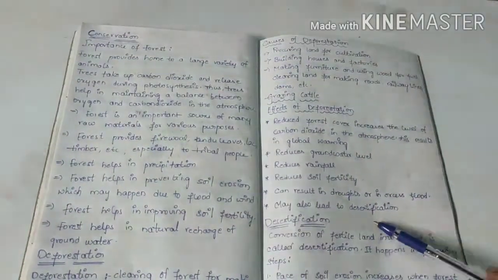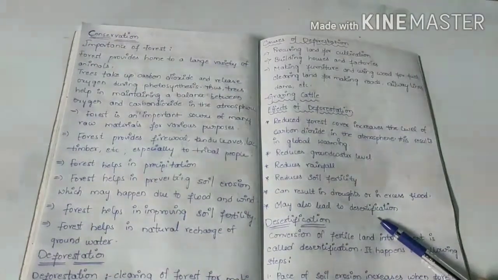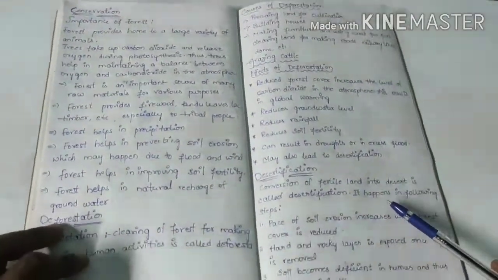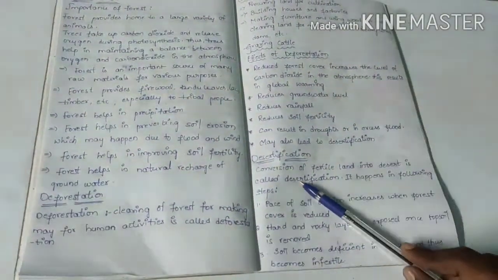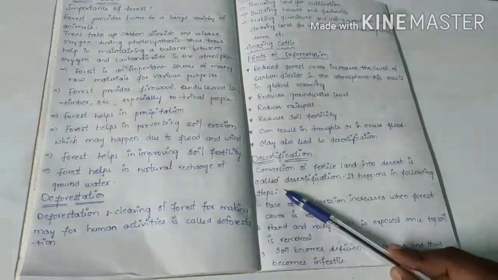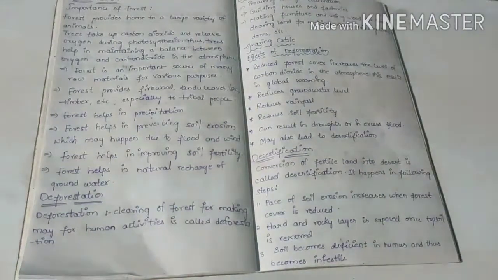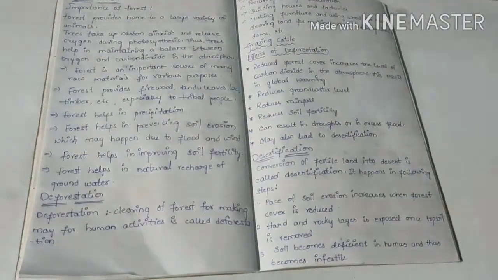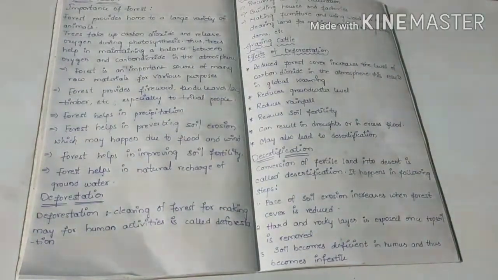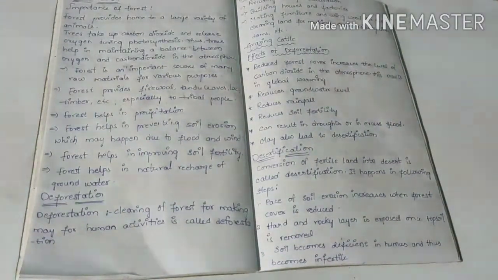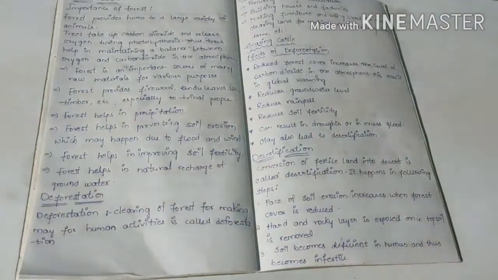So here I have a new term, desertification. What is meant by desertification? The conversion of fertile land into desert is called desertification. It happens in the following steps. Now, I have some fertile land. That means that land is cultivated, and plants are growing in that land. Desert means we know that in a desert no plants will grow. So the conversion of this fertile land into desert is known as desertification.